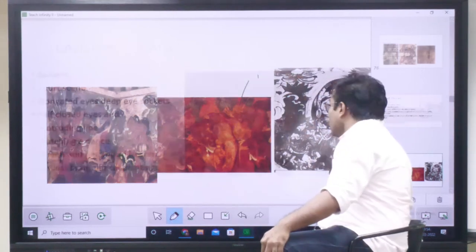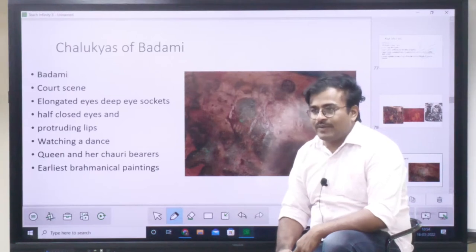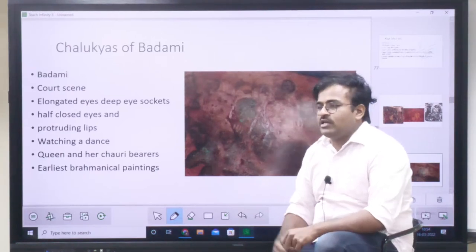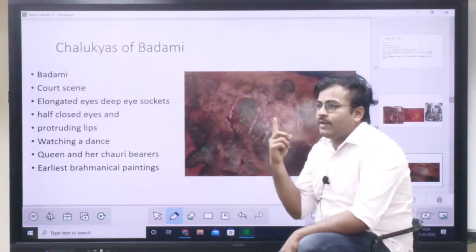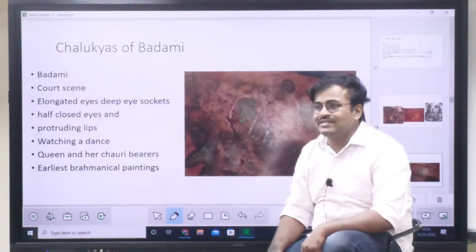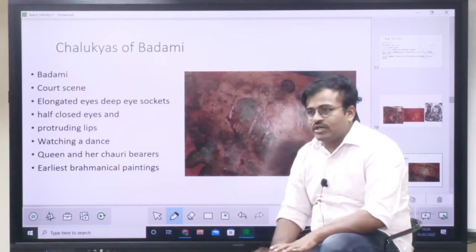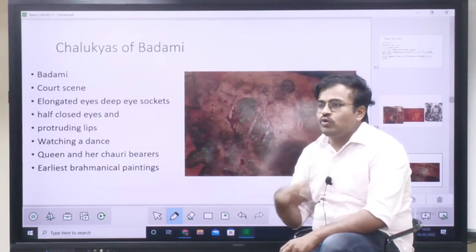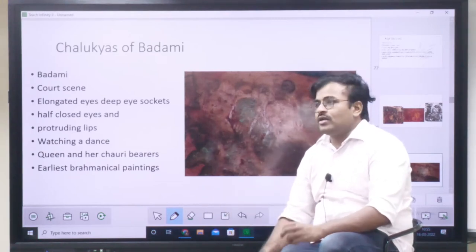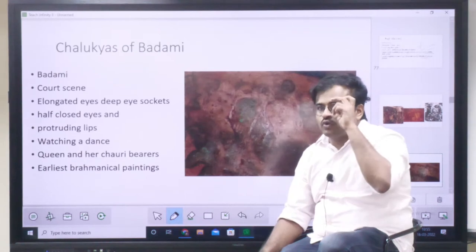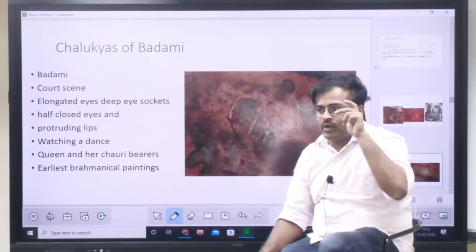Next is the Chalukyas of Badami. The Chalukyas of Badami have a painting tradition of their own, at Aihole, Pattadakal and Badami. In these three places there are some paintings. This painting tradition started some new styles. Even though they are also a continuation of Ajanta, the images here are shown with drooping eyes. Drooping eyes means half-closed eyes.